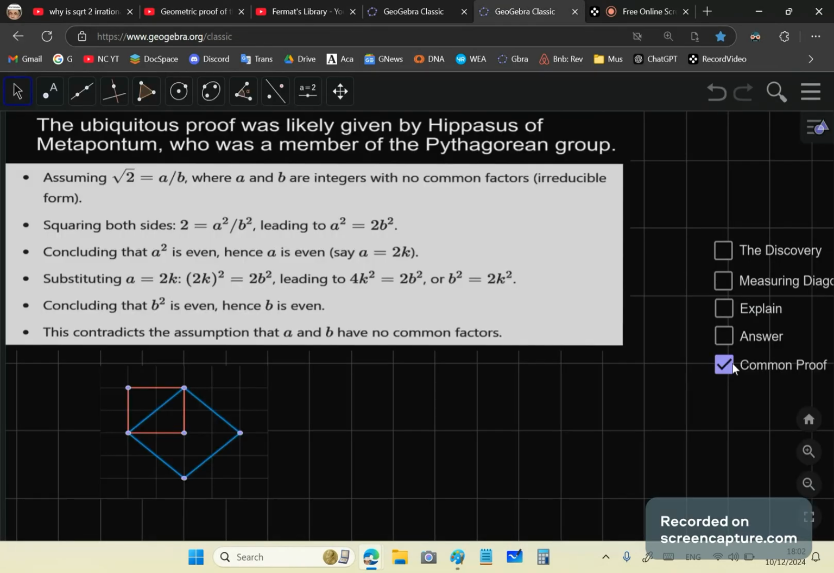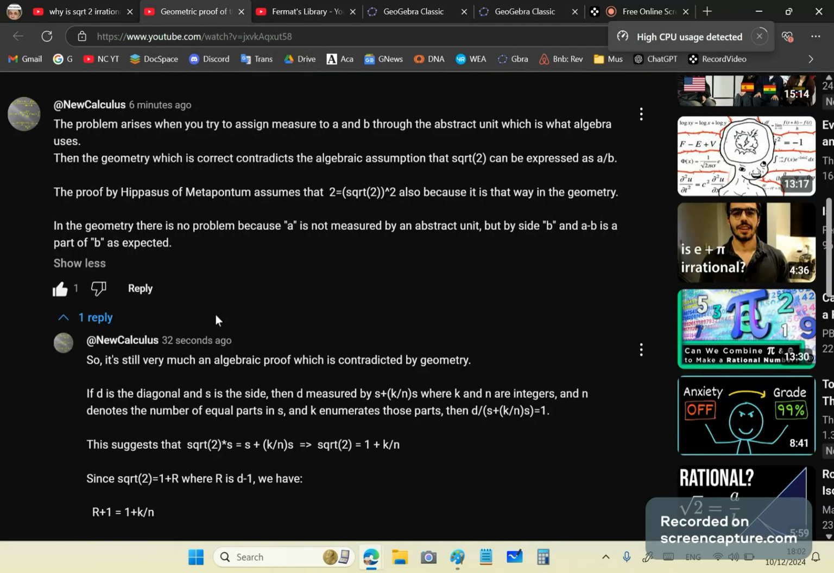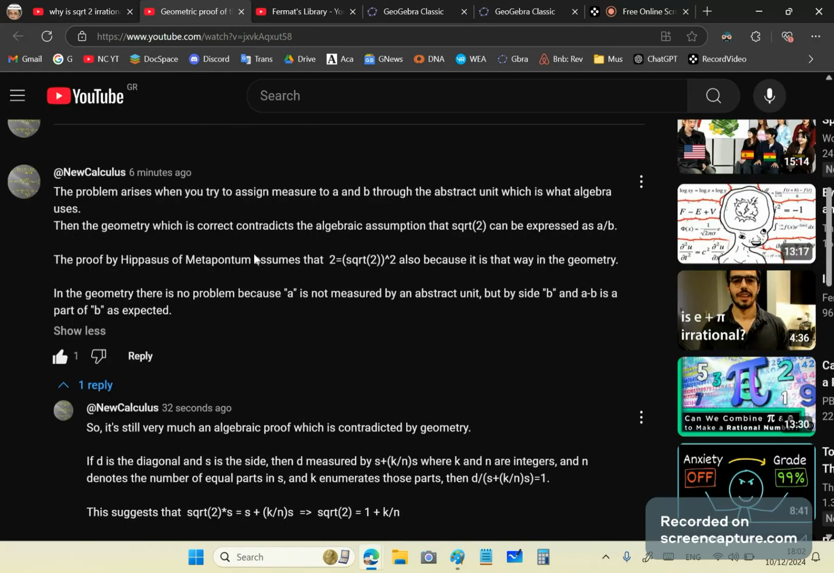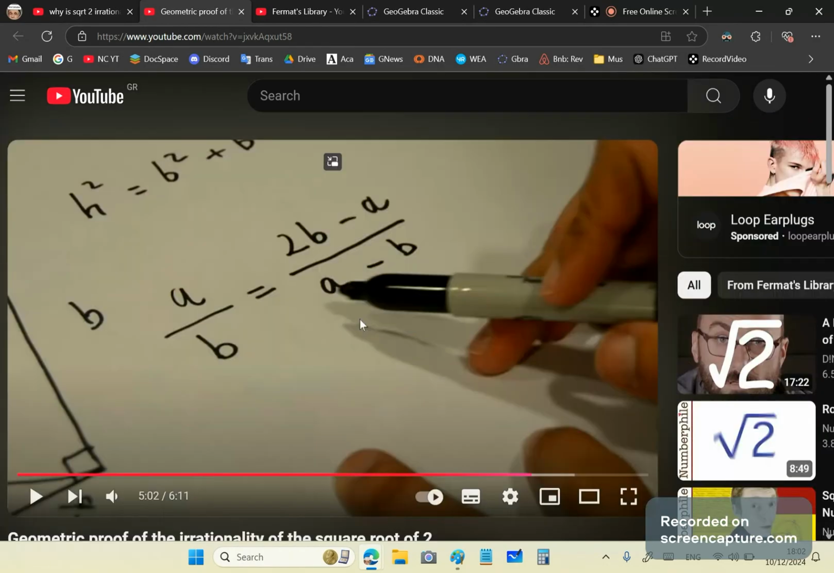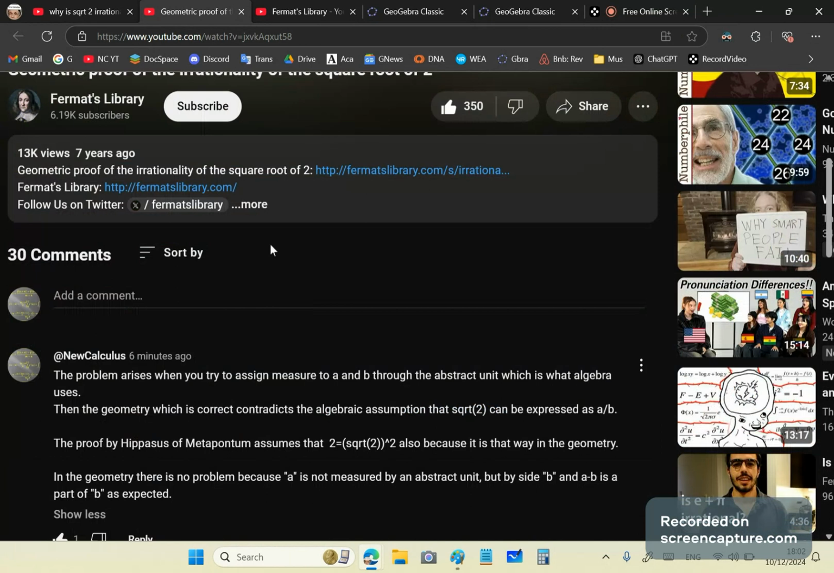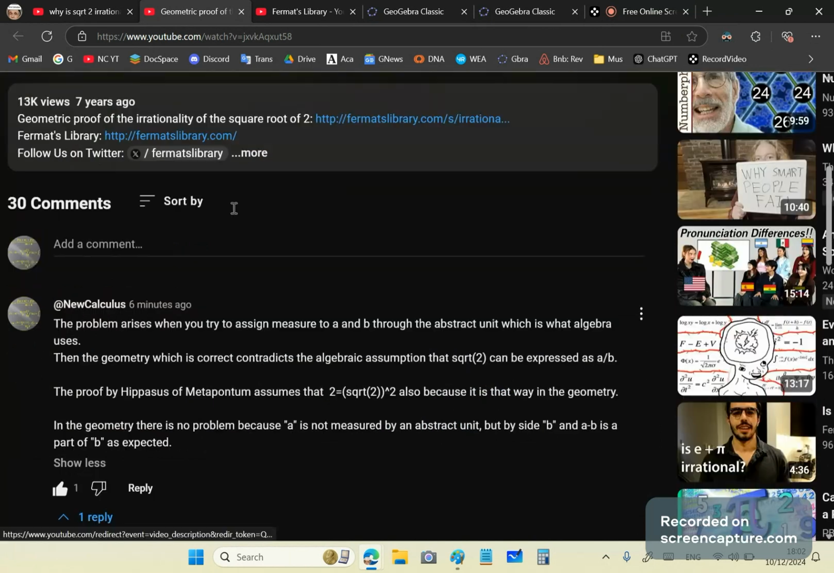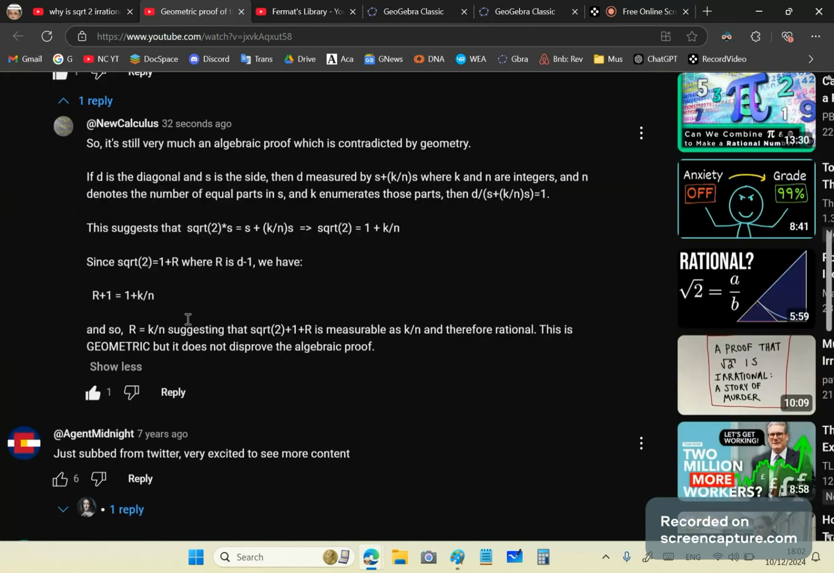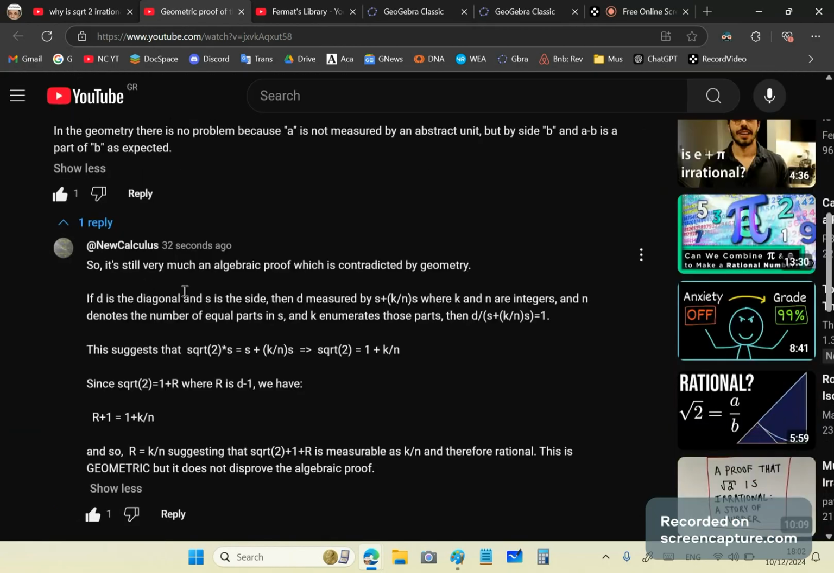Where I showed you this little illustration here. So in the geometry, there is no problem, because side A is not measured by an abstract unit, but by side B. And A minus B is a part of B as expected. So there's no contradiction whatsoever in geometry. The only contradiction is the one that he made in the beginning, that A over B are integers. And so there's still a little something else I'd like to say there.